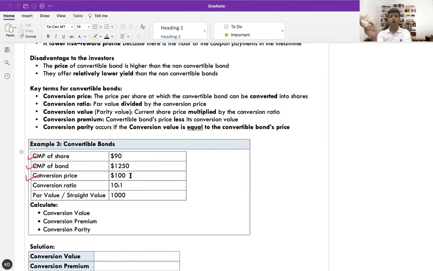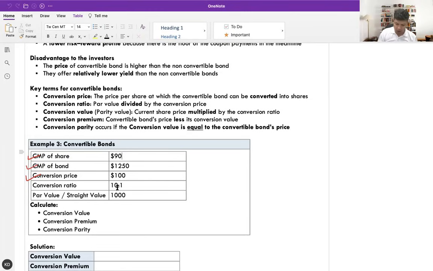Convert bond into shares. Is that clear? That's called conversion price. So conversion price is that trigger point after which you can convert the bond into shares. Is that clear? Right? Yes. Now, how many shares will you get for every bond? That's called conversion ratio.